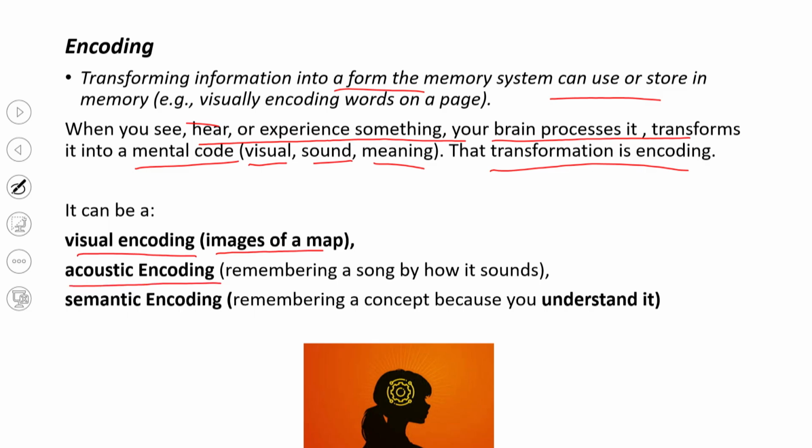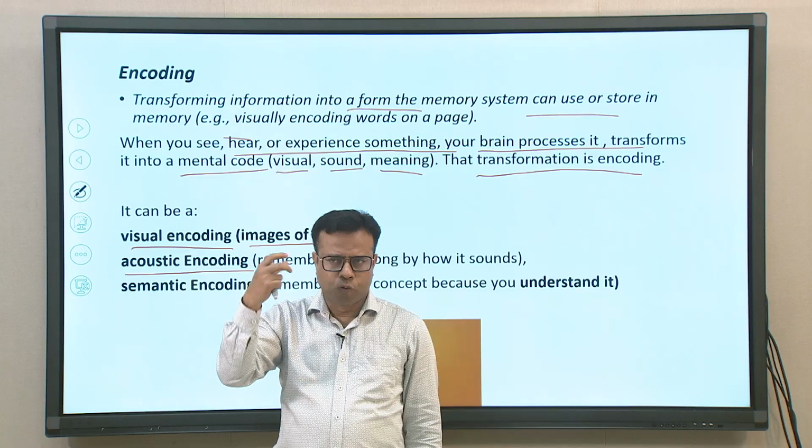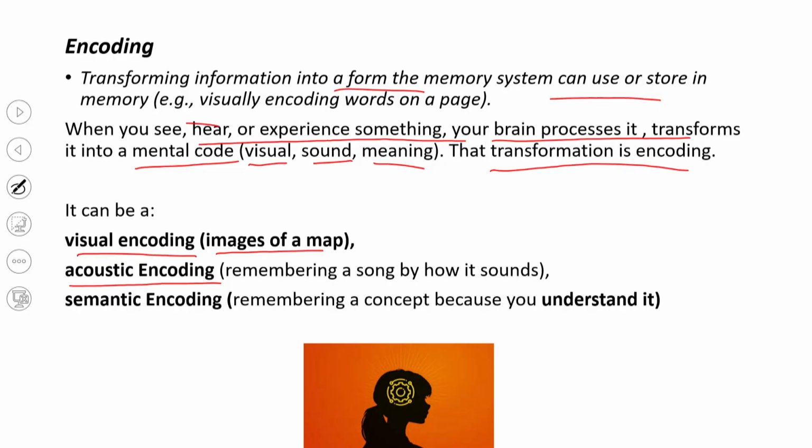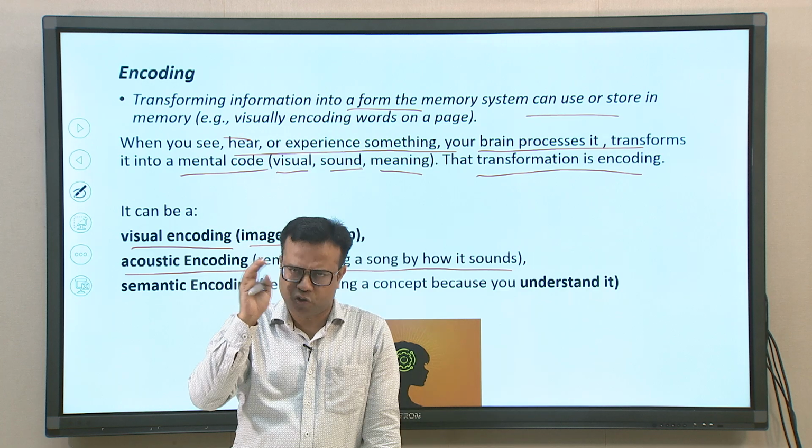Whenever we hear something through our ears, that is transformed into acoustic encoding. We remember, let us say, a song by how it sounds. A lot of things we remember based on how they sound, for example, music, songs and so on.